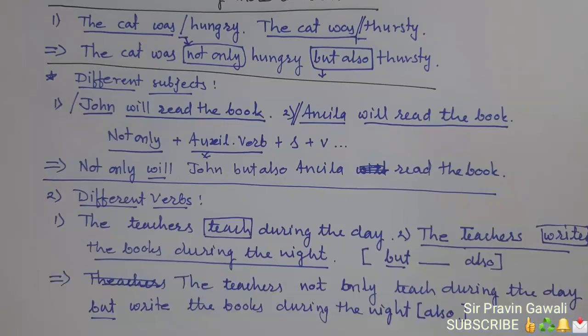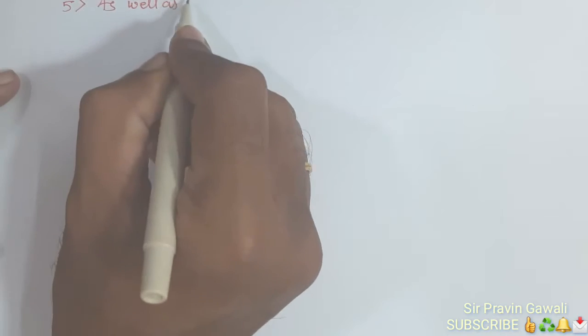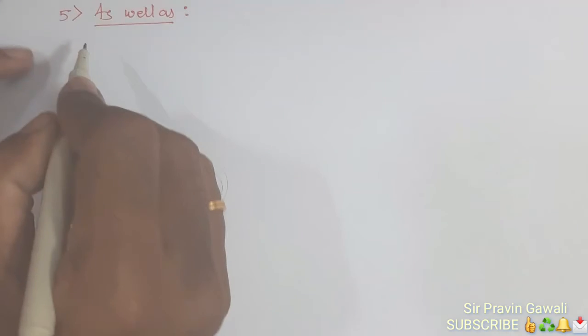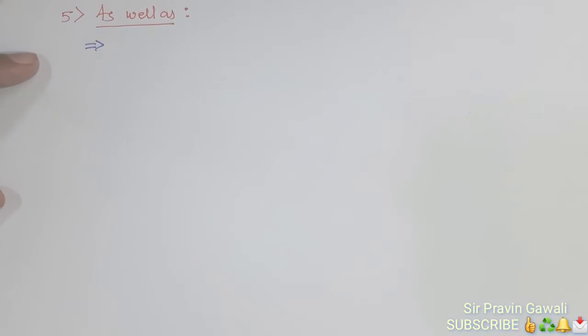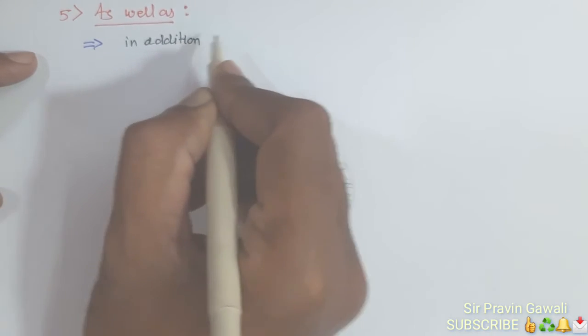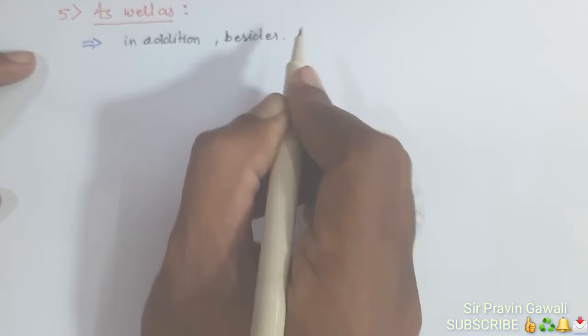Okay, students, have understood? Students, let's learn one more construction, with the correlative conjunction, that is as well as. So let's learn the construction of sentences with the help of as well as. First of all, let's learn the meaning of as well as, or why do we use as well as. Yes, it is used as in addition, okay, or besides something. Okay, student, have understood?